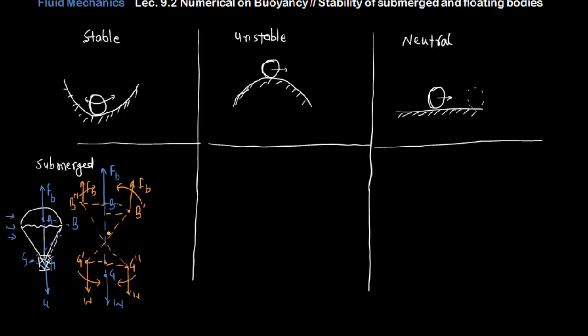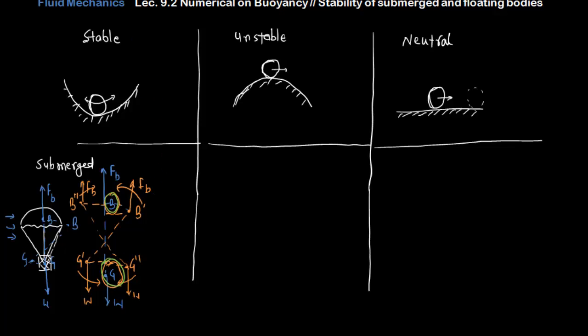And for the submerged body, a body is said to be in stable equilibrium when the center of buoyancy lies above the center of gravity. Okay, we can say that a submerged body is said to be a stable body if the center of buoyancy lies above the center of gravity. So this is the case of stability.